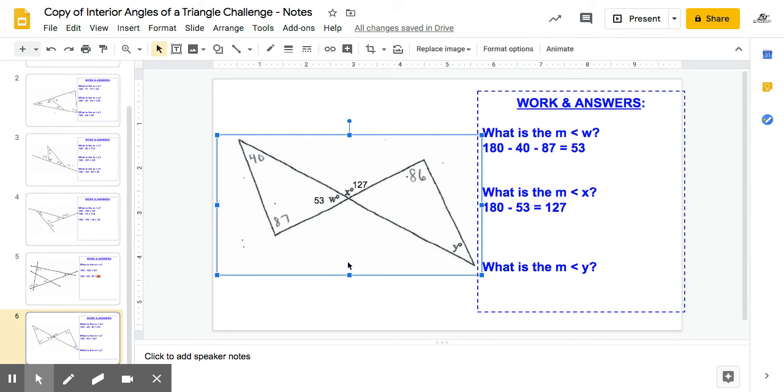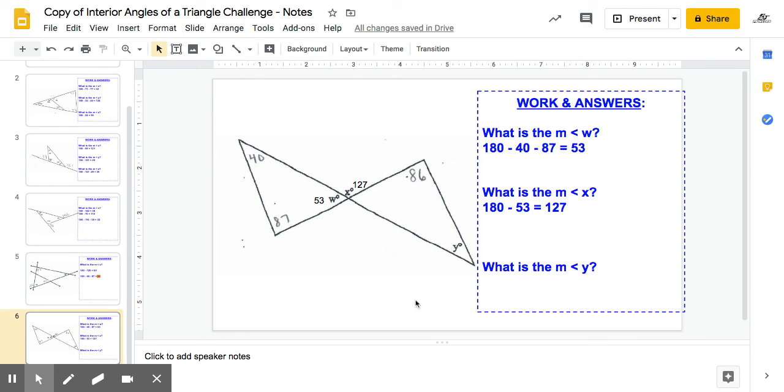Okay, I now need to find the measure of angle Y. Well, angle Y is in this triangle right here. I can't use any other angle relationship other than the fact that the interior angles of a triangle have to equal 180 degrees. But I, again, don't have 2 angles in order to use that fact. I'm missing this corner angle right here. But I can simply find the measure of this angle.